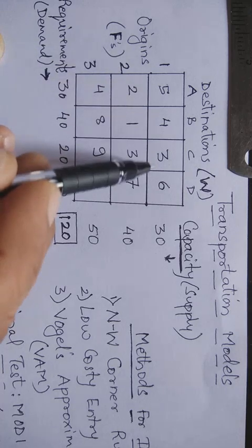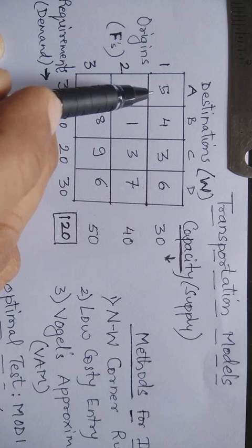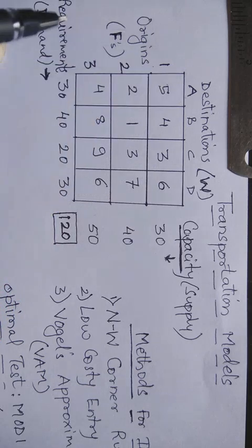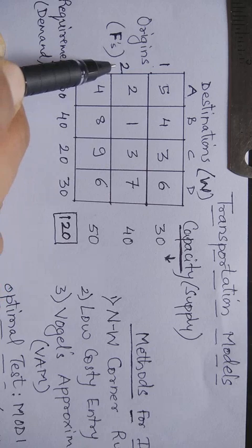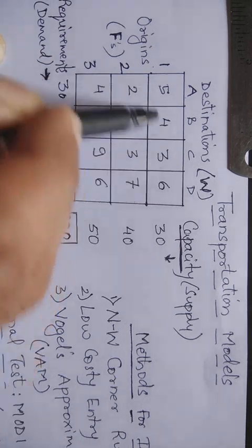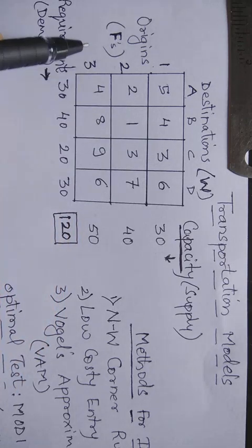What is given here in the cells, 5, 4, 3, 6? 5 is the cost of transporting 1 unit from factory 1 to warehouse A. What is this 3? 3 is the cost of transporting 1 unit from factory 2 to warehouse C. Means each cell has the unit transportation cost of transporting the goods from factories to destinations.